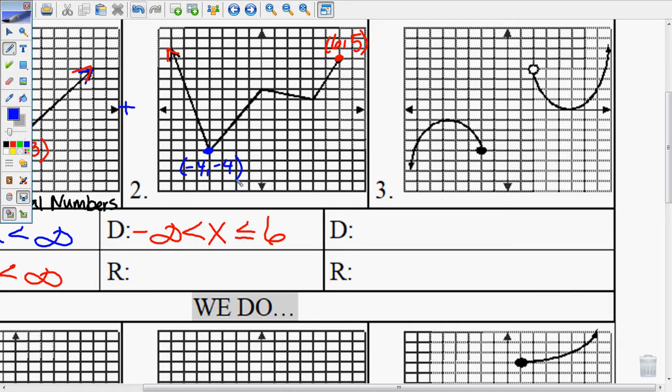And so what is my smallest y value? -4. Is it included or not? Yes. Good job. And as I go all the way up, what do I run into? The arrow. So what does that mean? Infinity. Infinity and beyond.